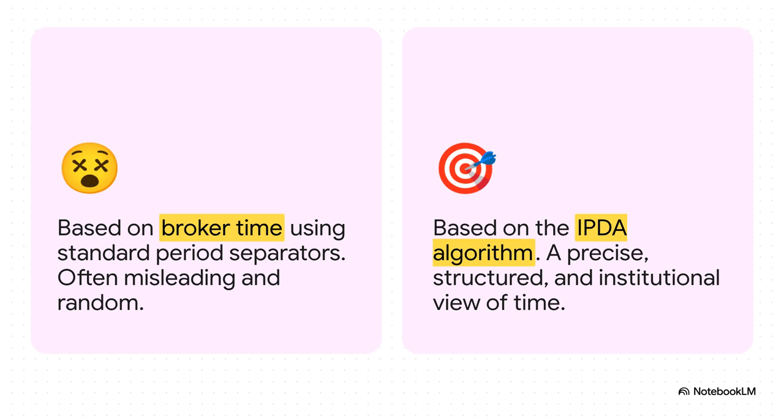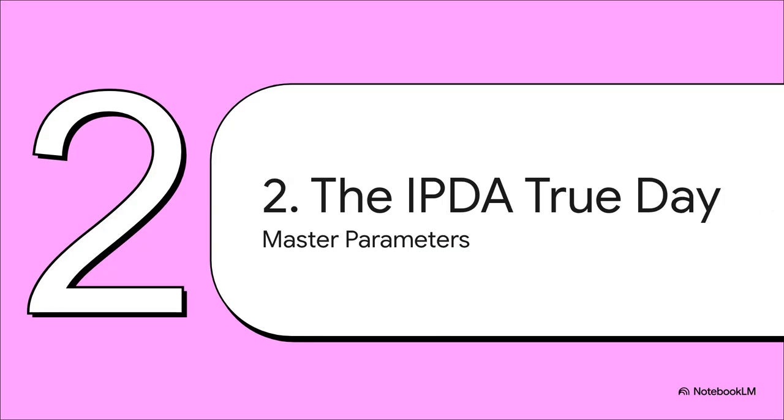On the right, that's where we want to be, the interbank view. It's not random, it's precise, it's structured. This is the lens we have to adopt if we want to find those high-probability setups. So the big question is, how do we make that switch? Well, it's pretty simple actually. We just need to sync our watches to the algorithm's clock. We need to know the exact 24-hour cycle that IPDA uses to deliver price.